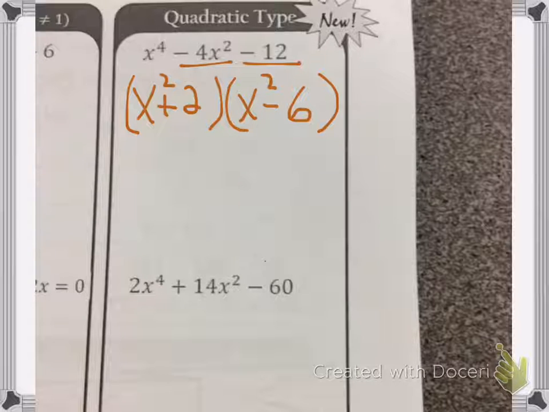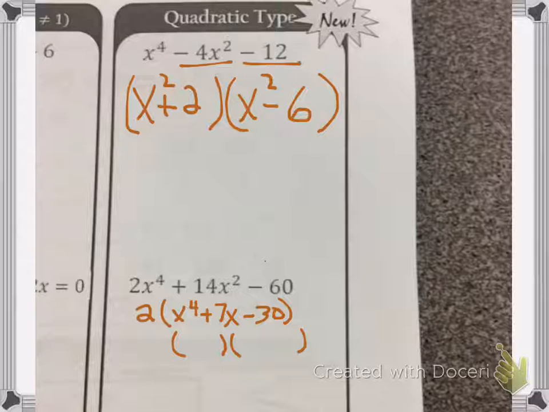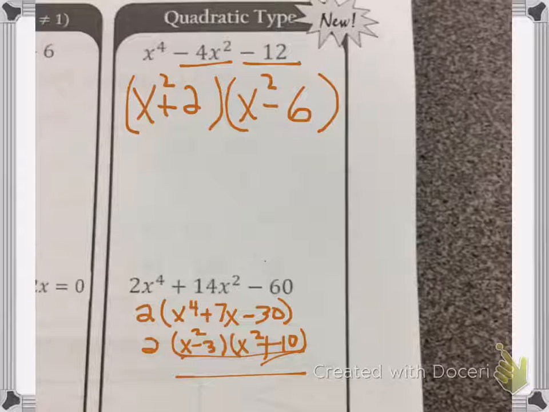We're going to do the same thing on this next one, but before we can do it, we have to take out a 2. So I'm left with x to the 4th plus 7x minus 30. And then I would just factor this bottom part right here. So x squared, I'm thinking it has to be 10 and 3 in order to get to 30 and 7. And so the 10 is going to be positive, the 3 is going to be negative. Nothing inside here factors any further, so I'm done.